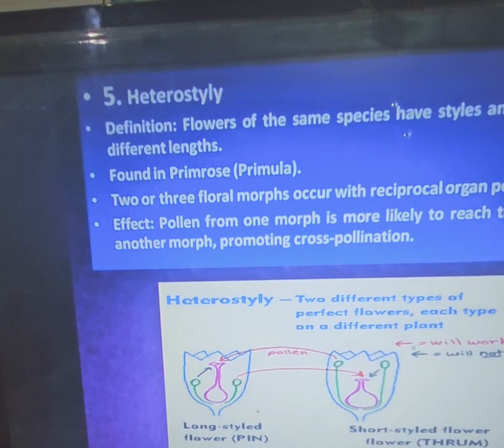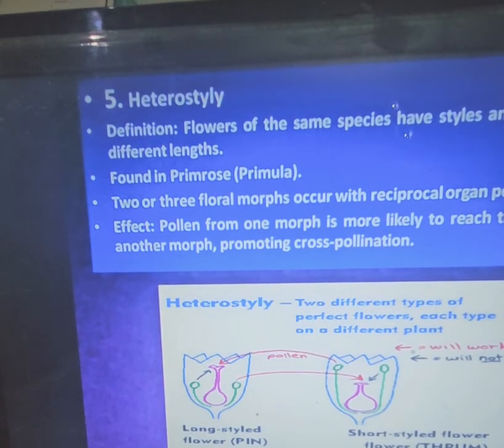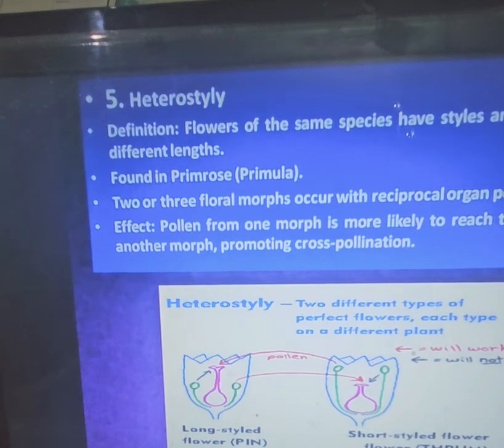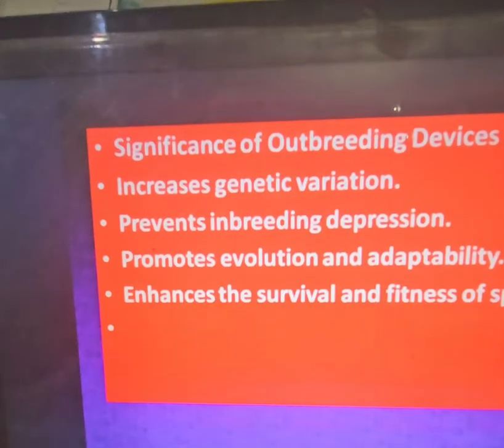So what are outbreeding devices? These are those devices which ensure that no self pollination will occur. Instead, cross pollination will occur.